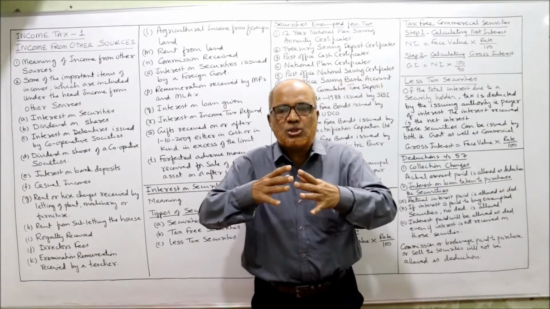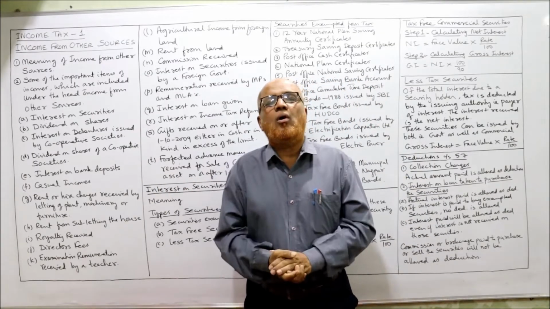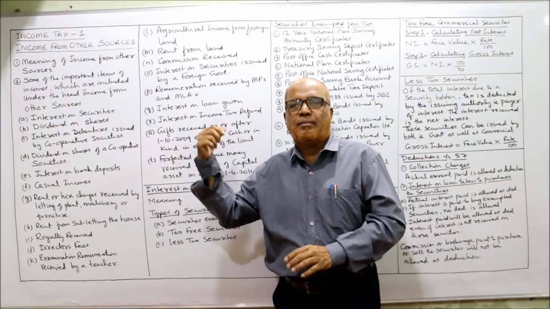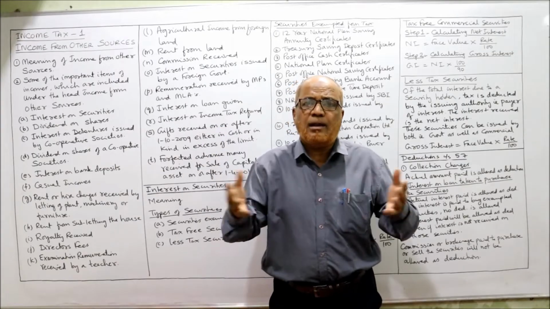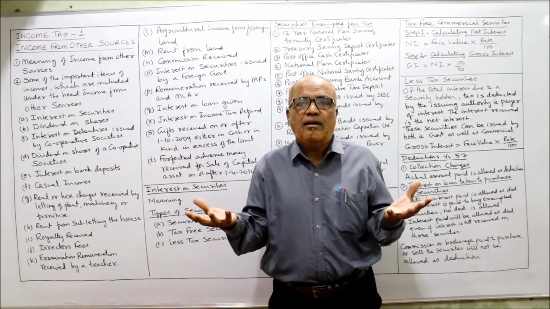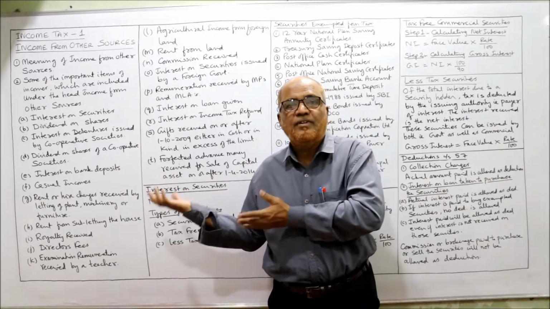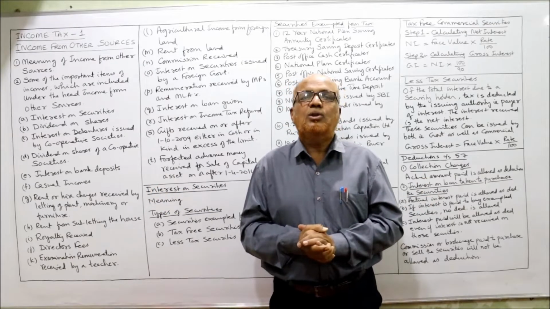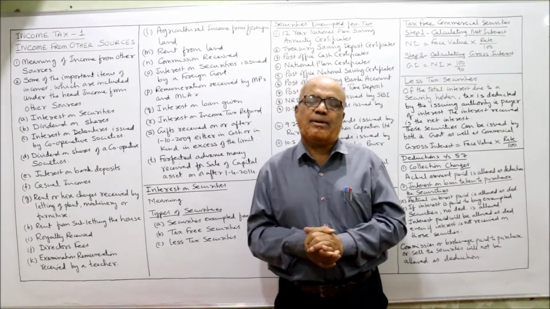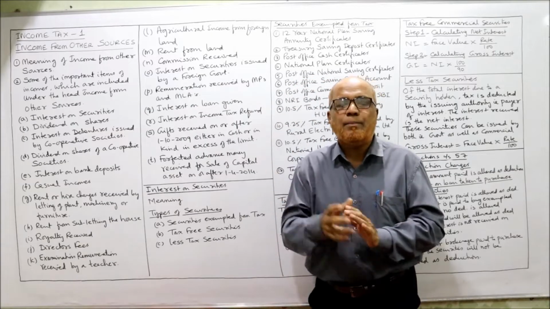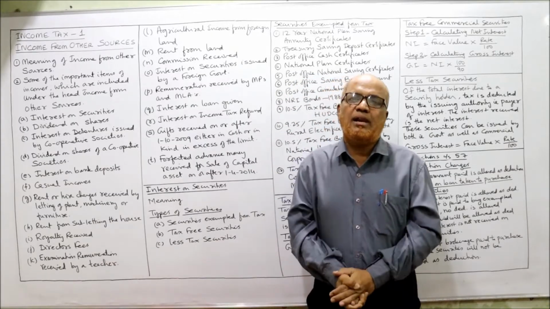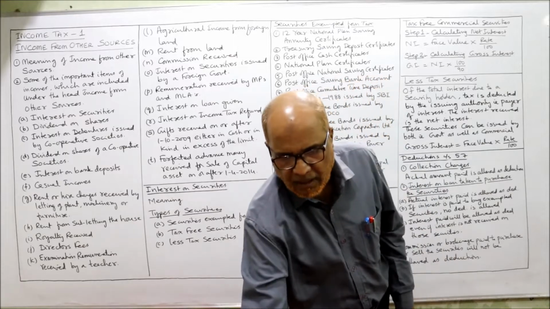We cannot give an exclusive list of all the items which are taxable under income from other sources because it is unlimited. It is an open head. Any income may come within income from other sources. So we'll take a few examples of incomes which are taxable under the head income from other sources.